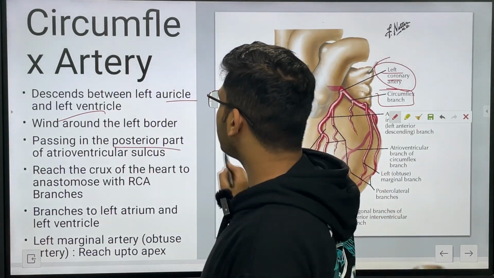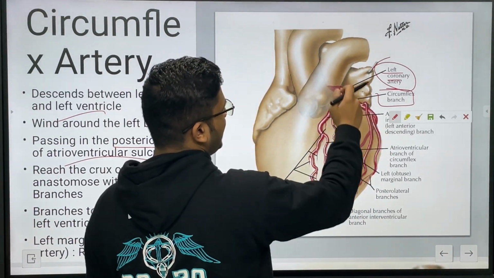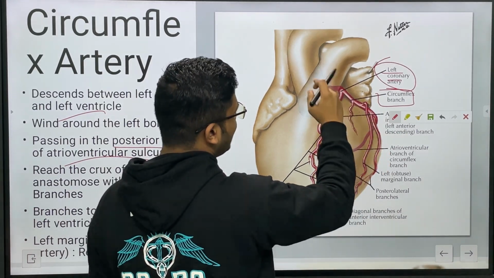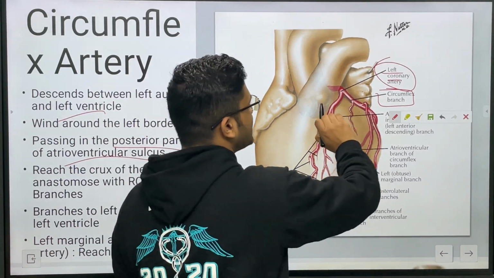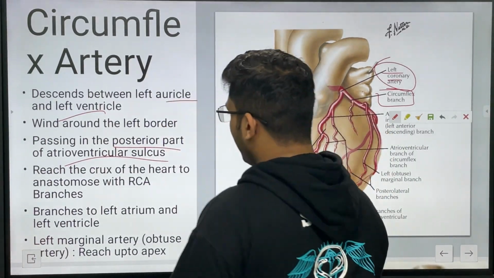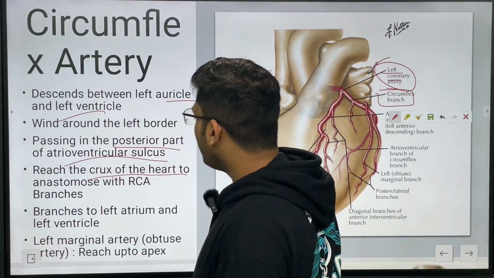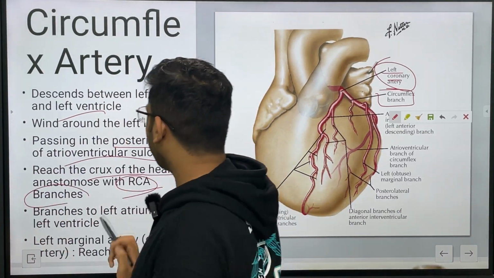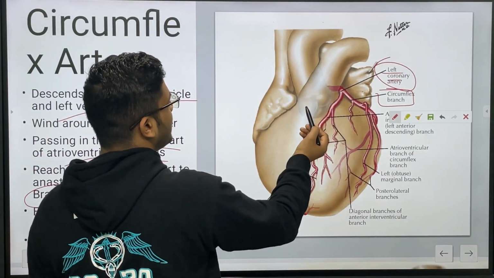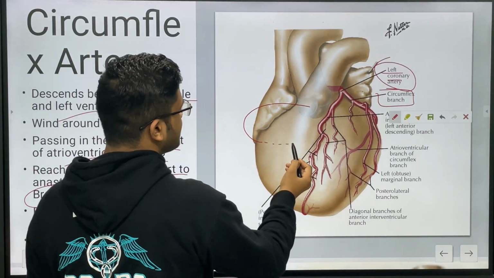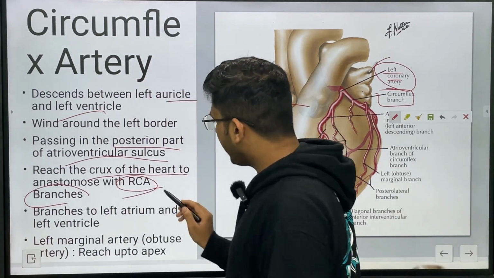It is passing in the posterior part of the atrioventricular sulcus. Here will be your anterior atrioventricular sulcus, but on the posterior aspect there will be the posterior atrioventricular sulcus. So the circumflex branch, after taking a turn, is running in the posterior part of the atrioventricular sulcus. Then it reaches the crux of the heart to anastomose with the right coronary artery branches. We just discussed that the right coronary artery goes on the posterior aspect and anastomoses with your circumflex branch at the crux of your heart.